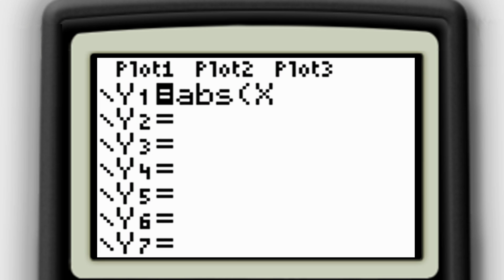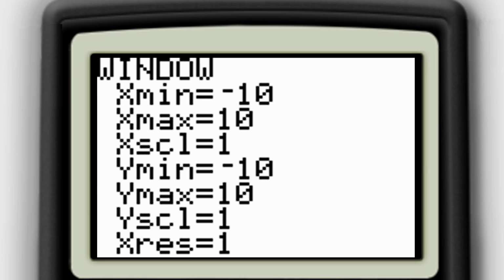And then you go to window and you can choose your window, and you should have a very clear idea of what the window should be from this graph already. So the minimum of x could be negative 5 to 5, scale 1, and y could go from say negative 1 to 5, scale 1, and then you just graph it.